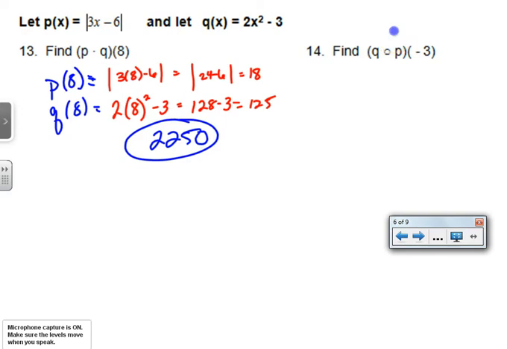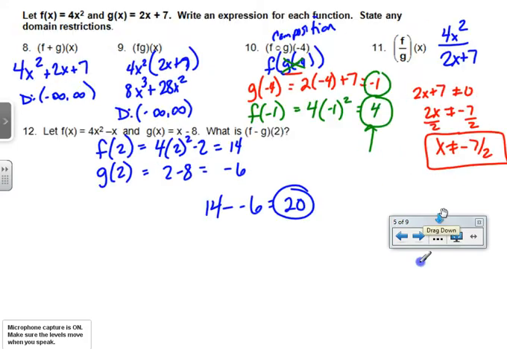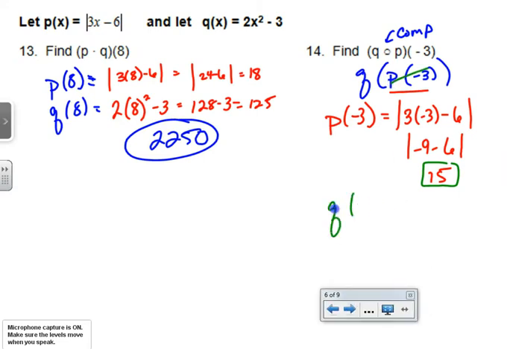Now this, notice, is composition. This is not multiplication. So if you want to rewrite it as q of p of negative 3, then you know exactly what to do. You start on the inside and you find p evaluated at negative 3, which is 3 times negative 3 minus 6. So that's the absolute value of negative 9 minus 6, which is negative 15. Absolute value of that would be positive 15. So then, they want you to take this answer, put it in for q. So q of 15 is 2 times 15 squared.